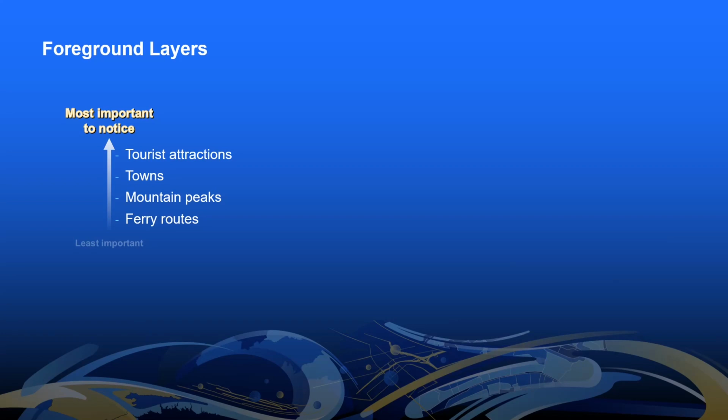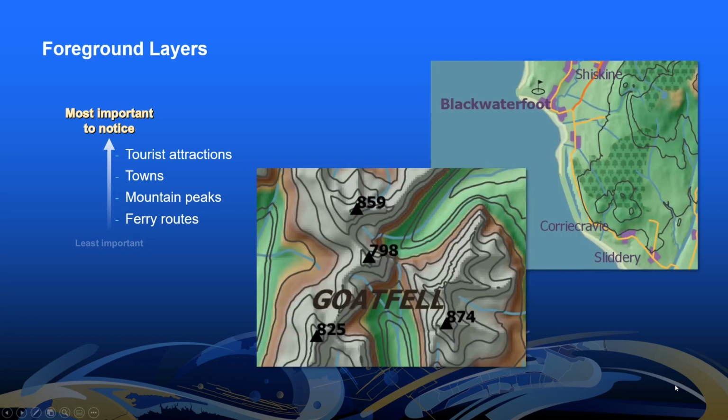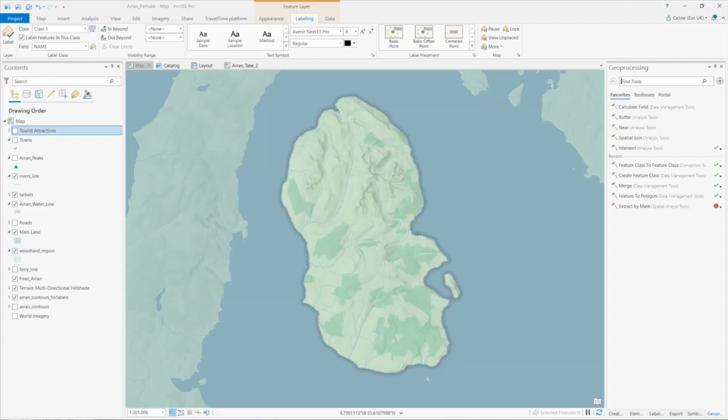Earlier, we concluded that these are the layers that should be at the foreground of the map because they carry the message of important touristic places on Arran. So from most to least important, we have attractions, towns, mountain peaks, and ferry routes, which is still quite a lot to balance. And as we saw before, I really struggled to make the labels and icons readable. They kind of just disappeared into the intenseness of it all. So we need to work on that.